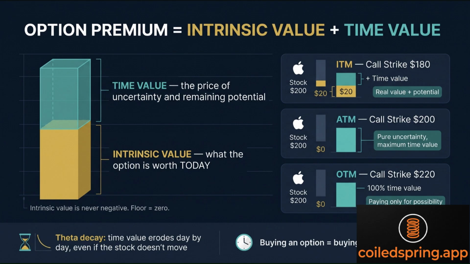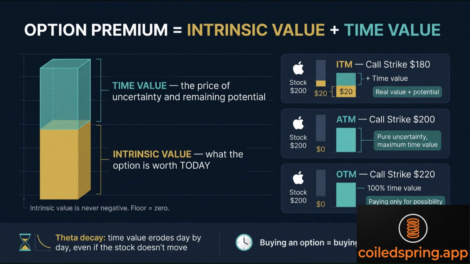Nothing more, nothing less. What about at the money, a strike exactly at $200? Intrinsic value is zero. Exercising now gives you nothing. But time value is at its maximum. The uncertainty is highest when the stock is right at the strike. It could go either way, and the market prices that uncertainty accordingly. ATM options are the most time value-rich options you can buy.